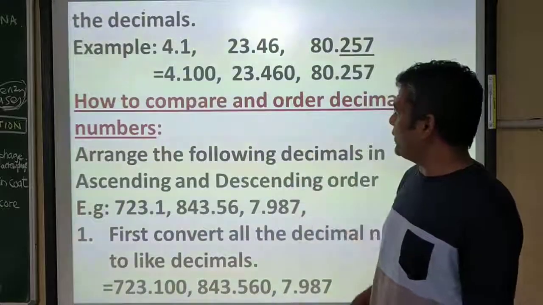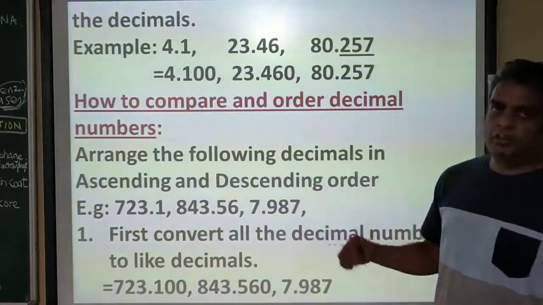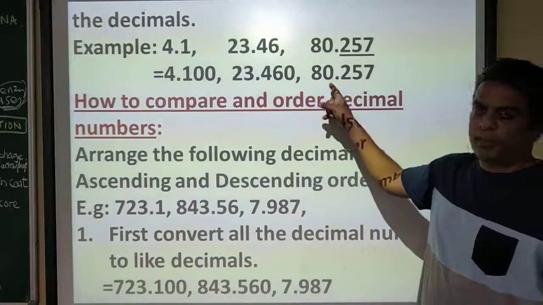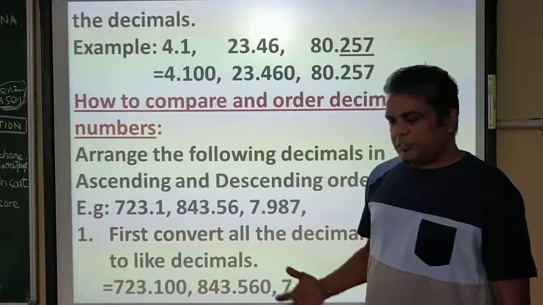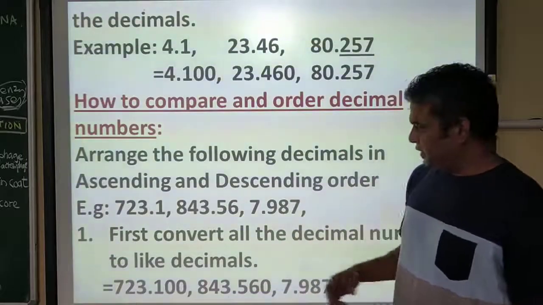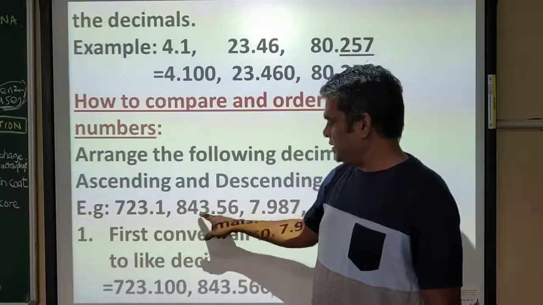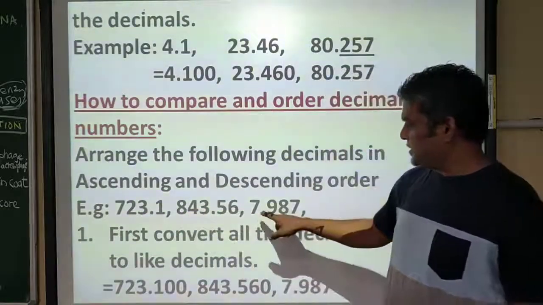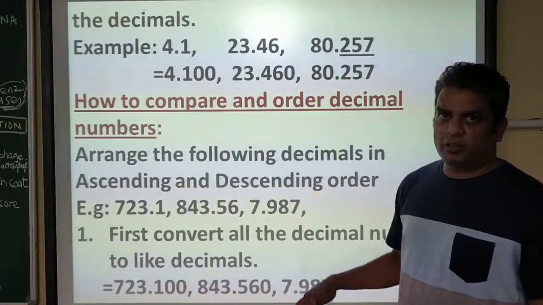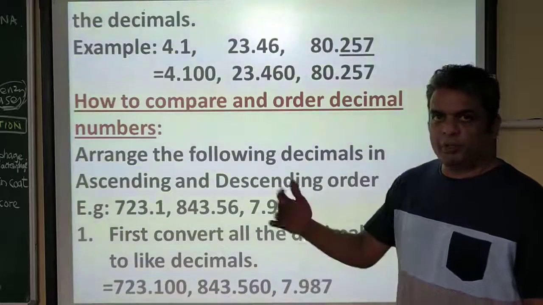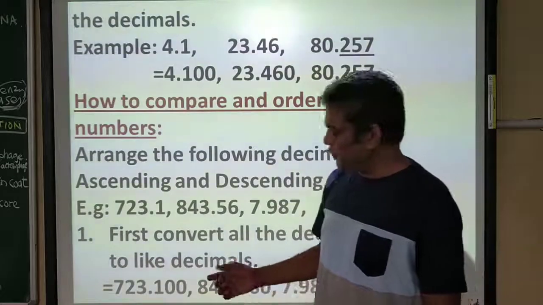Now, how to compare and order decimals? Order means ascending order or descending order. Here you have already compared like and unlike. Now, how to arrange them in ascending and descending? Example is given: 723.1, 843.56, 7.987. Now, how do you write it in ascending order and descending? Ascending means small to big, descending means big to small. So, what do we do first?